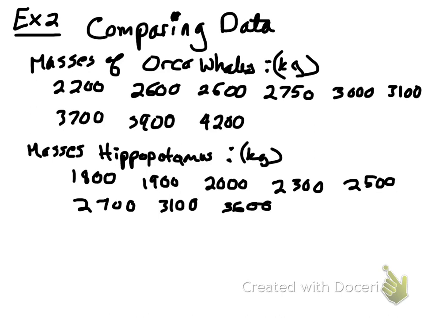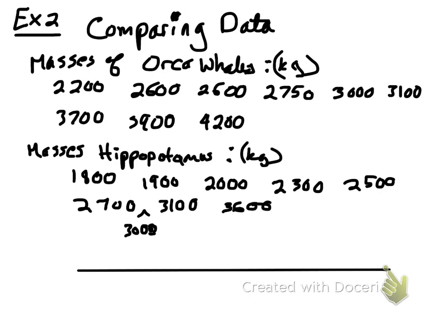I feel like I'm missing a number in one of these. All right, I was missing 3,000 in my data set. They each have 9 samples. So 3,000 fits right in there between the 2,700 and the 3,100. All right, so we're going to draw a number line and compare these two data sets.